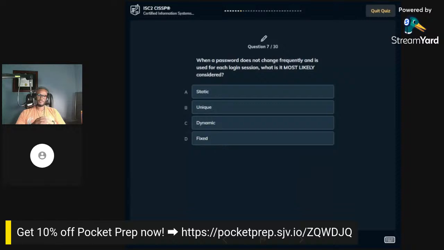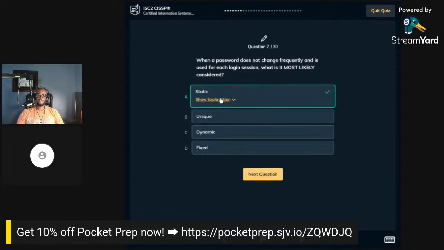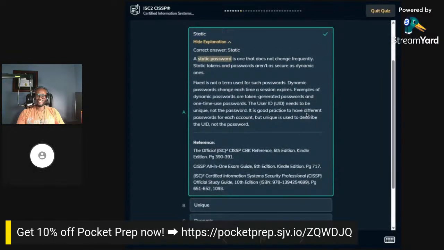I don't know if fixed is a proper static term. Yeah, I was saying that too. I'll go with static. Okay, good. I wasn't sure if fixed was a proper term. So fixed is not a term for such passwords. So a static password is one that does not change frequently.